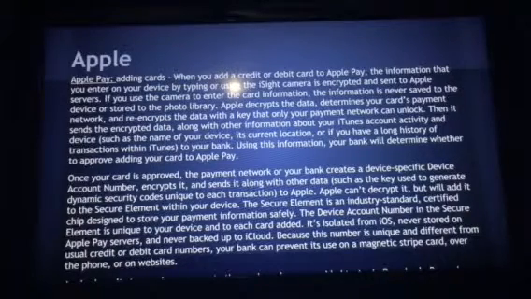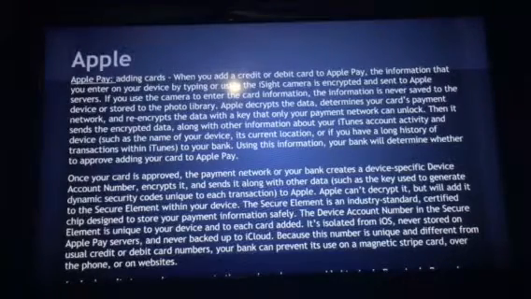If you use the camera to enter the card information, the information is never saved to the device or stored to the photo library. Apple decrypts the data, determines your card's payment network, and re-encrypts the data with a key that only your payment network can unlock. Then it sends the encrypted data along with other information about your iTunes account activity and device to your bank. Using this information, your bank will determine whether to approve adding your card to Apple Pay.